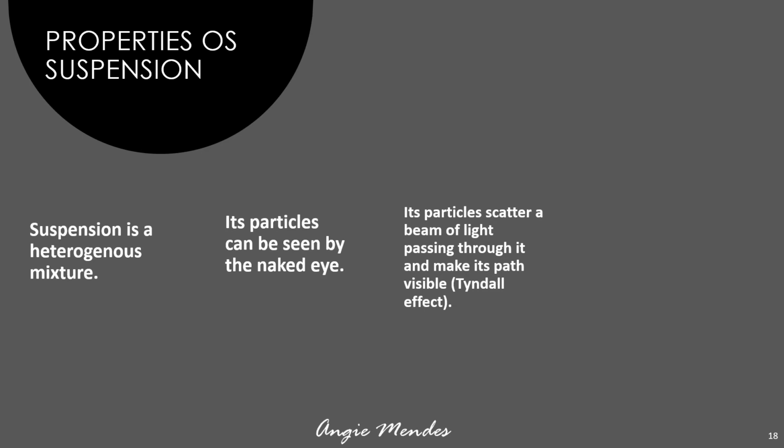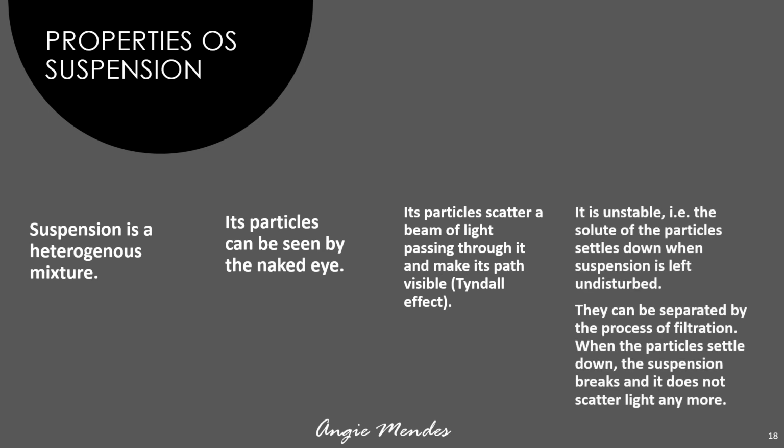If you remember what we said about solutions, solutions would not scatter the beam of light when it passes through them. Now, why is this so? This is because the particles present in a solution are very small and hence will not be able to scatter a beam of light passing through it, and the path of light is not visible in a solution. But in a suspension, the particles do not dissolve but remain suspended throughout the bulk of the medium, and hence they will be able to scatter a beam of light which passes through it.